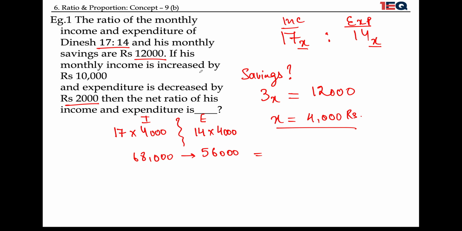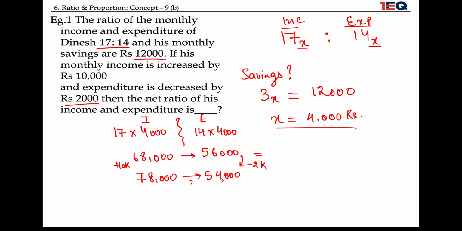If his monthly income is increased by 10,000 rupees, that means his monthly income gets a plus 10k, which makes it 78,000 rupees. Then his expenditure is decreased by 2,000 rupees. That means his expenditure has gotten a cut of minus 2k, which would give me the value as 54,000. These are two different values.